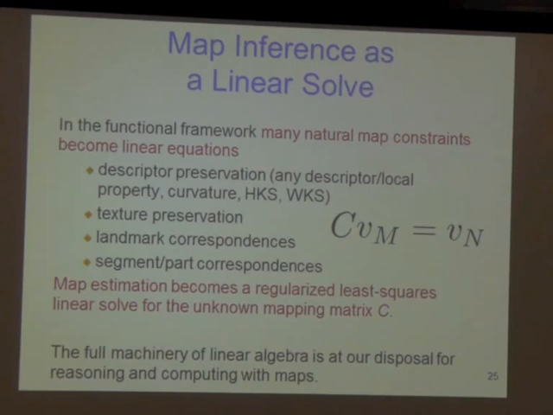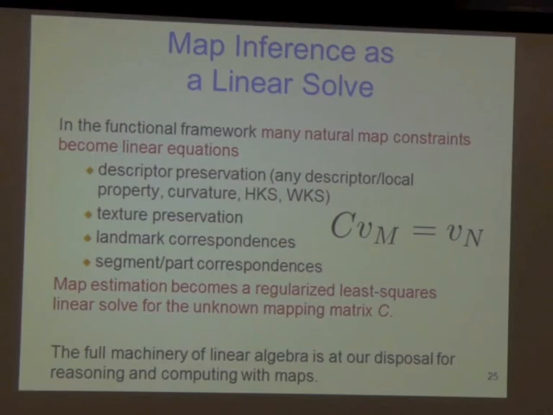Because to compute a map, I'm trying to estimate a matrix, an unknown matrix that satisfies a number of correspondence constraints. Takes this function to this function, and that function to that function, and so on. And a lot of things can be encoded as properties like that, not just a descriptor like curvature, but also, for example, if I want to map my left hand to Stefano's left hand, well, my left hand is a 0-1 function on me, and Stefano's left arm is also a 0-1 function on Stefano's body, so I can just say map this function on my body to the corresponding function on Stefano's body. So you can give many, many natural constraints.